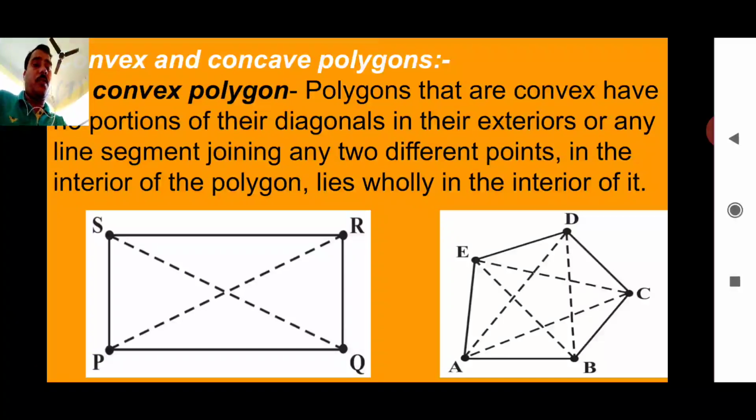Okay, so polygons that are convex have no portion of their diagonals in their exterior, meaning the diagonals do not lie in the exterior of the polygon. And the second, you can also see here is a pentagon, and all the diagonals of the pentagon lie inside it. So these are convex polygons.